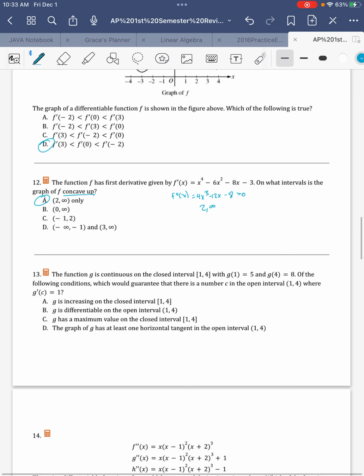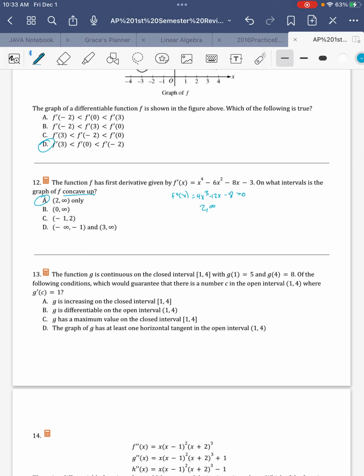Okay, the next one: the function g is continuous on the closed interval 1, 4, with g of 1 equals 5 and g of 4 equals 8. Of the following conditions, which would guarantee that there is a number c in the open interval where g prime of c equals 1? So this question feels like a lot when you try and read it, and it can seem really hard. This is why it's important to know your definitions and your theorems.